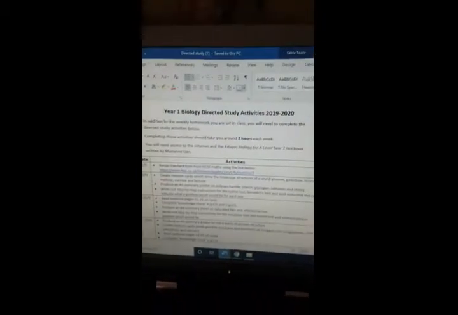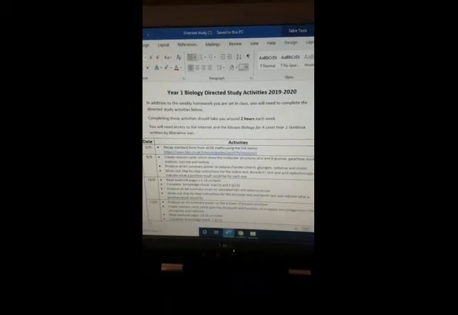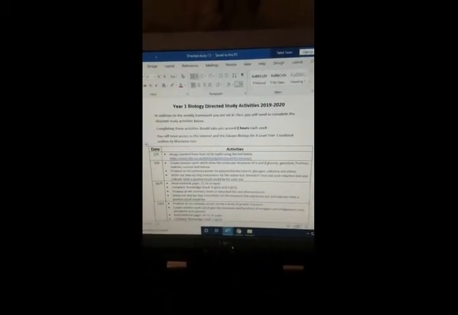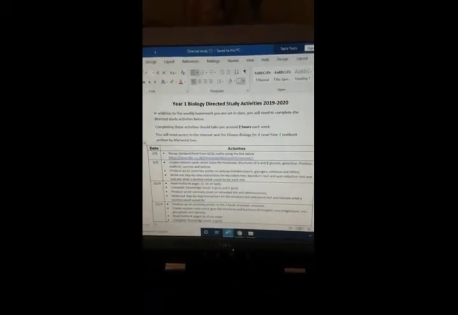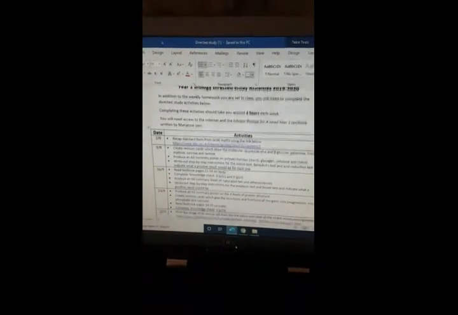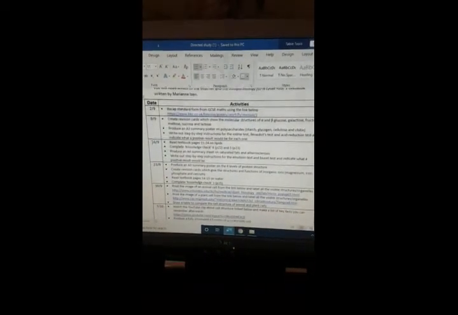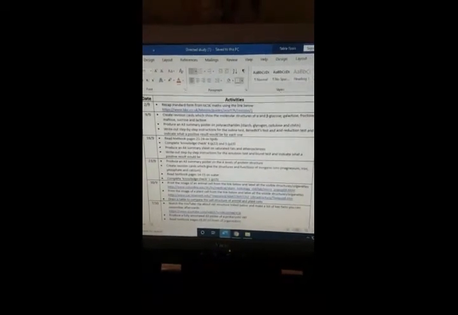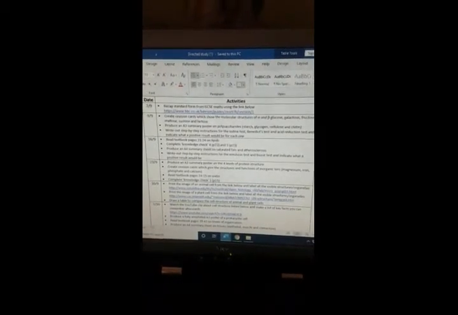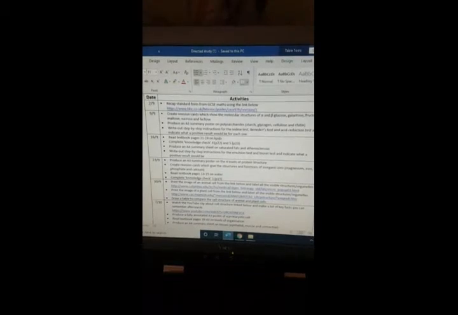Lastly, I also mentioned directed study, and I did send you a copy of this. This is something I've probably not mentioned as much as I should have. I've given you the sheet and I have mentioned it a couple of times over the course of the year, but really this being directed study is work that you're meant to do for yourselves in your own time, but not have to hand in to the teacher.